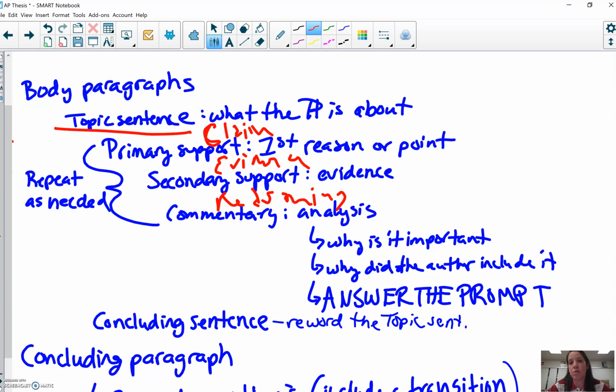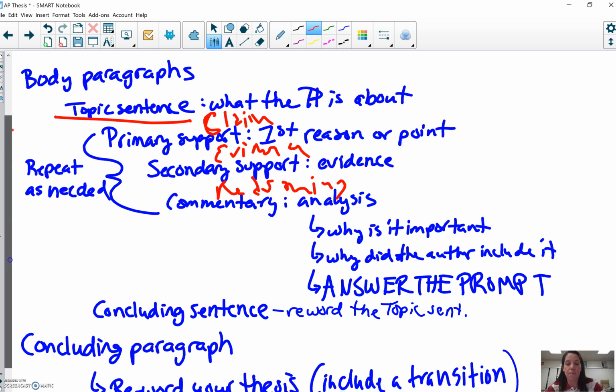So you want to decide how many body paragraphs you're going to use, how many SIRs in each body paragraph you're going to use. But you want to make sure that you have these parts: topic sentence, your claim, your evidence, and your reasoning, and then your concluding sentence where you reword the topic sentence. Okay? Then the last is you're going to have a concluding paragraph.